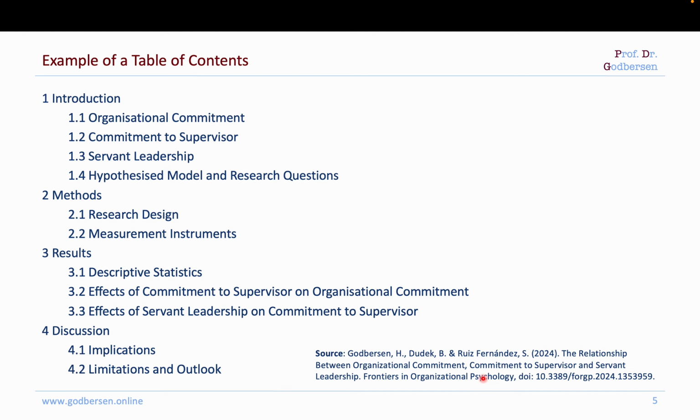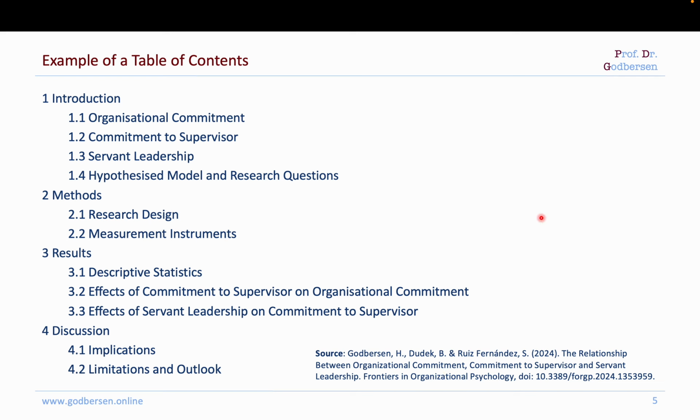I would like to show you an example. That was in the realm of psychology. Therefore, the numbering is 1, introduction, 2, methods, 3, results, 4, discussion. The research project was about the relationships between organizational commitment, commitment to supervisor, and servant leadership. In other words, which effects do the servant leadership components have on the dimensions of commitment to supervisor, and what effect do the components of commitment to supervisor have on the components of organizational commitment?